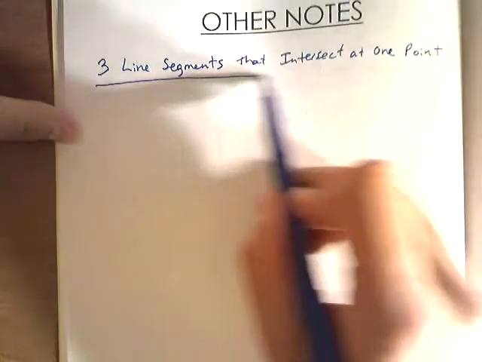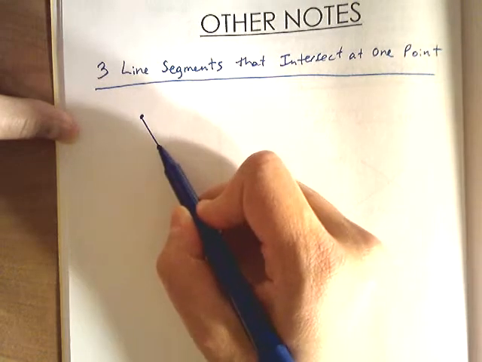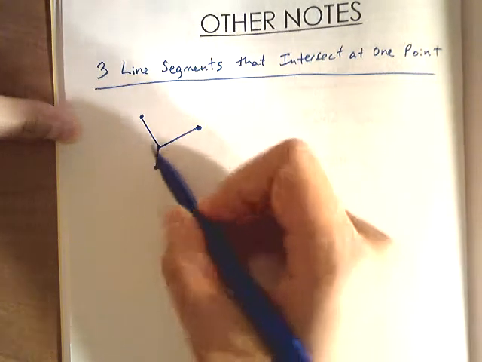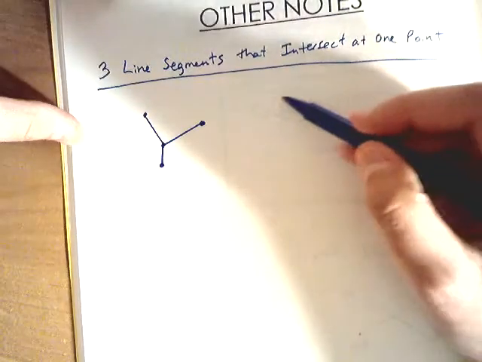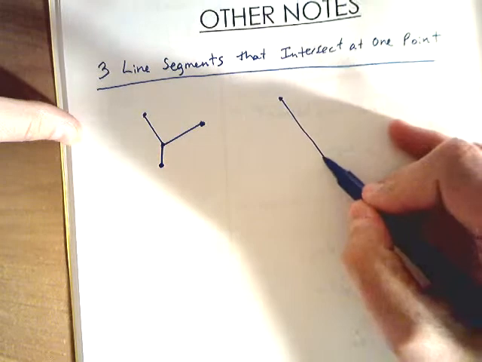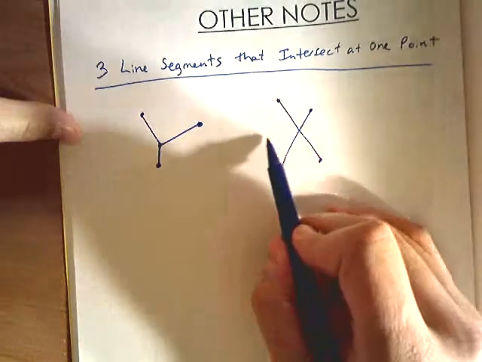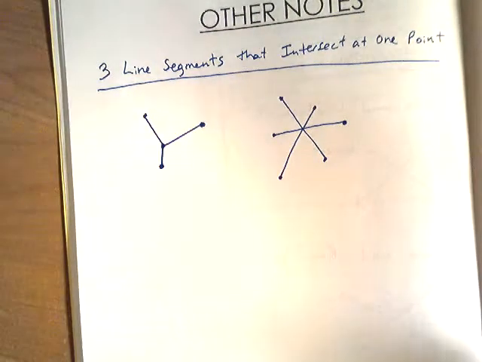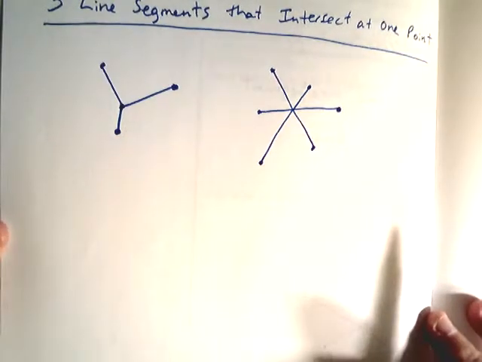There would be two different ways to do that. Here's a line segment right here. I could draw another one right there, and I could maybe draw a third one right there. These are 3 line segments that intersect right here at this central point. Or I could draw them like this. 1, 2, 3. That's another example of 3 line segments that intersect at only one point. I think that's basically all you need to know.